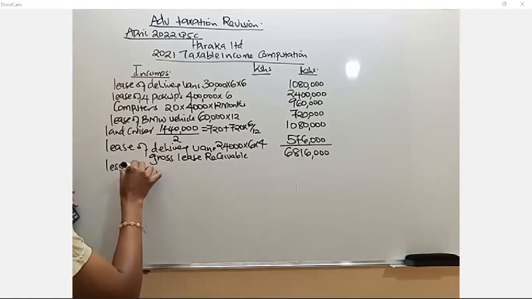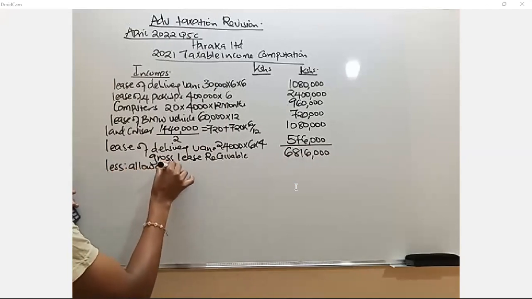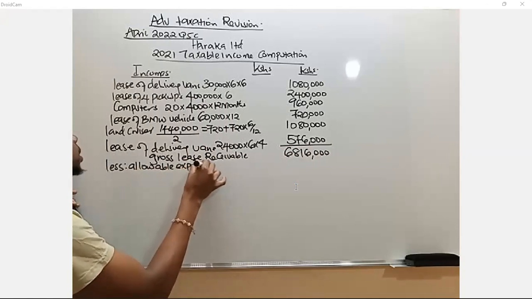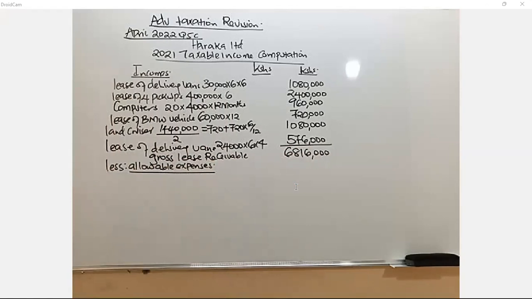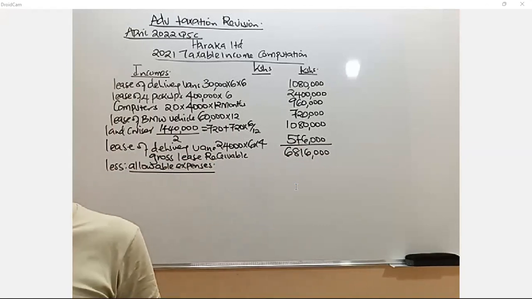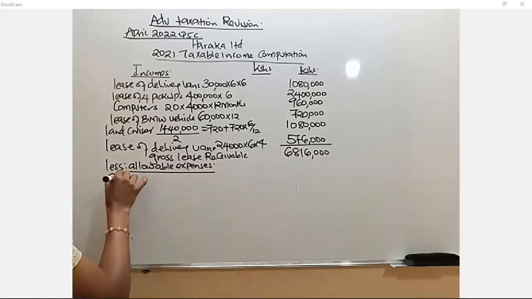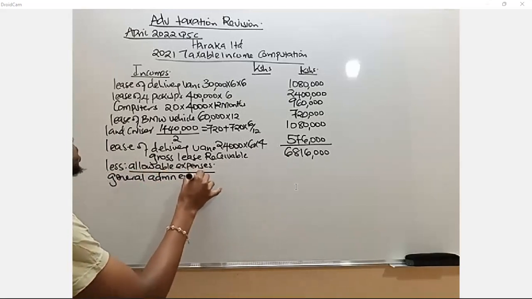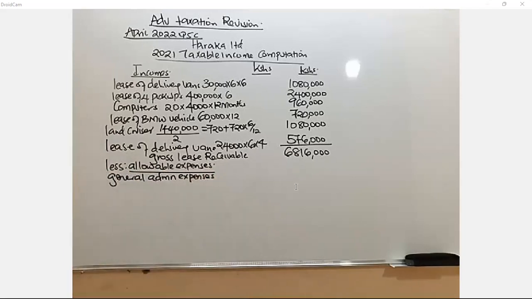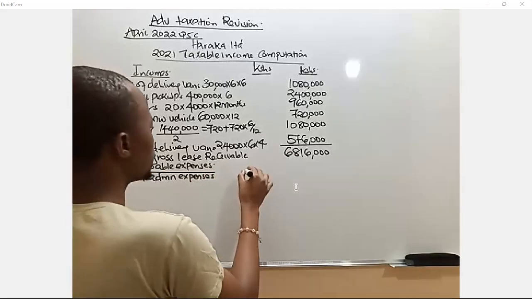Now from there, let me look at the allowable expenses. Let us look at the expenses which are allowable. I will start with note number 2, additional information, where we are being told Araka Limited incurred the following expenses in the course of the year. We have the general admin expenses, they are allowable, amounting to 1.6 million.